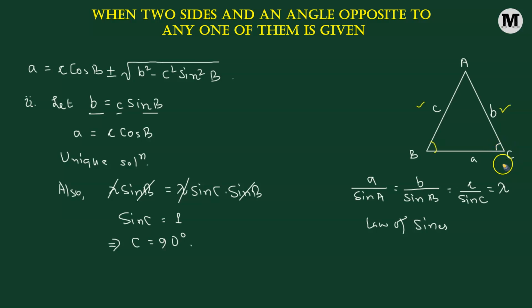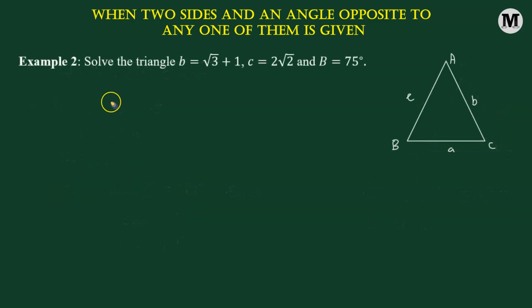So actually, this is going to be a right angle at the angle C. So let's try to understand this idea with the help of an example. Let's say we have a triangle with sides b and c given to us, and B has an angle measure of 75 degrees.